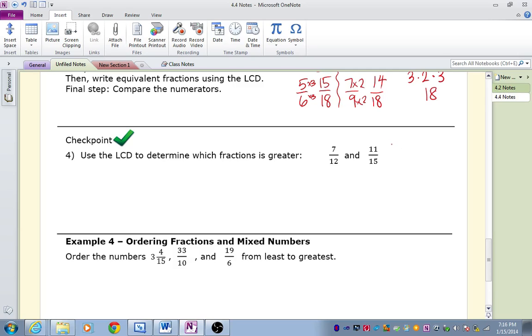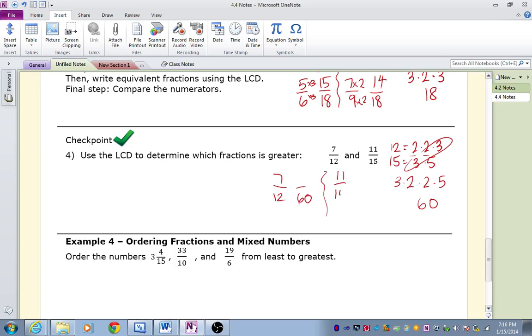Okay, we need the LCD of 12 and 15. 12 is 2 times 2 times 3. 15 is 3 times 5. We have a common 3, 2 extra 2's and an extra 5. So this would be 3 times 2 is 6, 6 times 2 is 12, 12 times 5 is 60. That's our LCD. So I need to change 7/12 to something over 60.